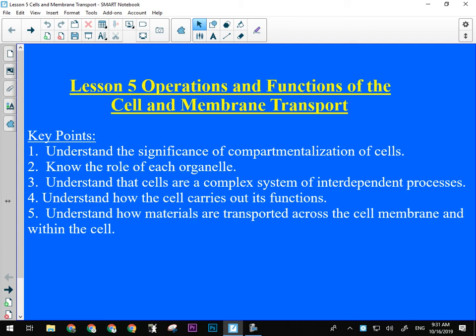We probably won't get to the stuff on cell transport today, but that'll be an important thing that we'll go over tomorrow. So my plan is to get through all the functioning of the cell stuff today, talk about cell transport tomorrow, have some time to do a pre-lab, and Friday go into the lab and look through the microscope. So that's the plan.